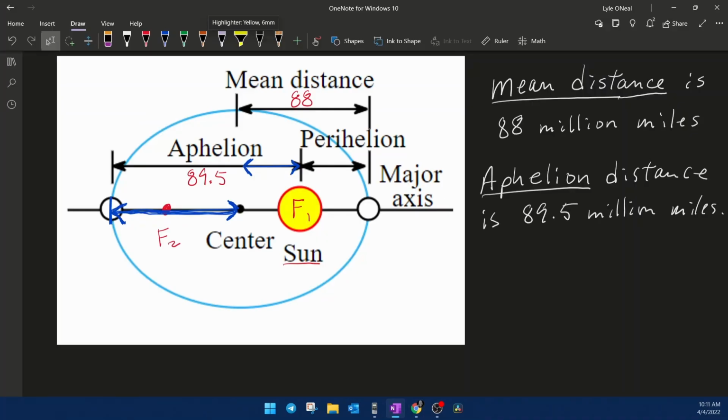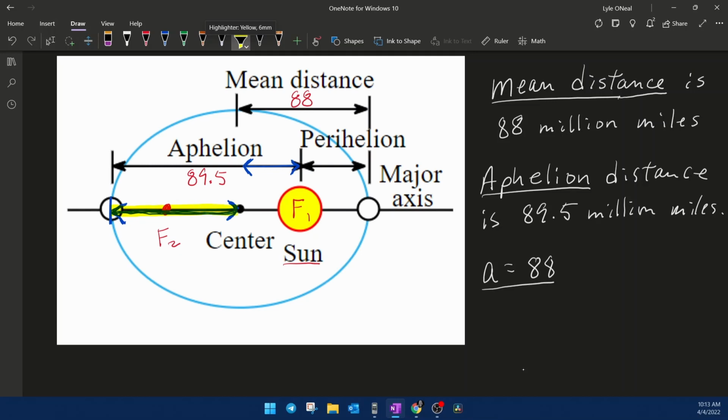Now, let's gather information. We notice that the mean distance given in this picture represents half of the length of the major axis, and the piece of information we can get from that is the value of A. Remember, the length of the major axis is 2A, so half of that would be 1A, or just A, and we automatically have one of the pieces of the puzzle. A is 88.